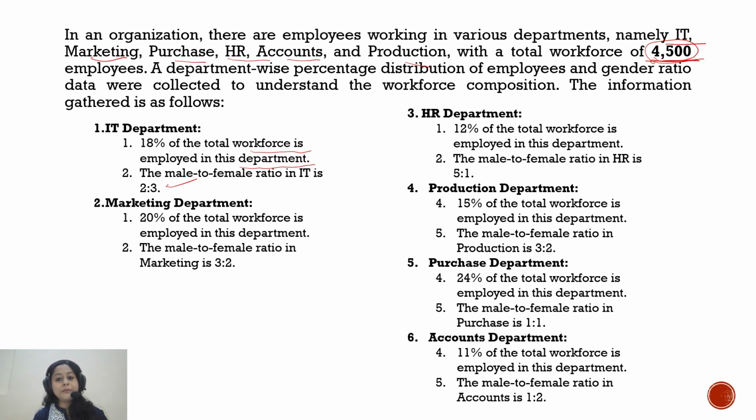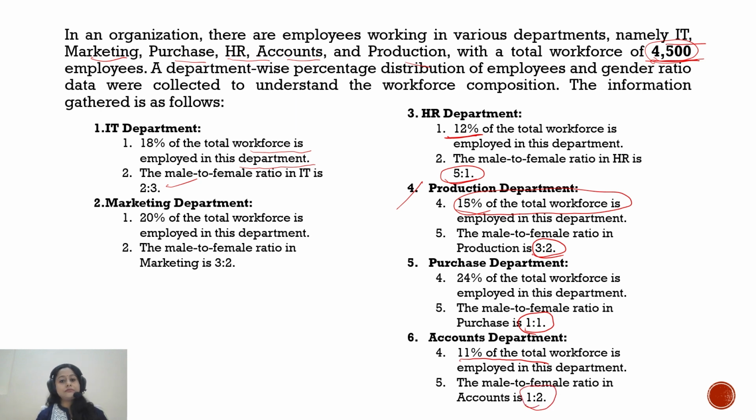Same in HR department, 12% of total workforce is working in HR department, and the male female ratio is 5:1. In production department, 15% of total workforce is in production department, and the male female ratio is 3:2. In purchase department, 24% of total workforce is in purchase department, and the male female ratio is equal, that is 1:1. And in accounts department, 11% of total workforce are working in accounts department, where the male female ratio is 1:2.